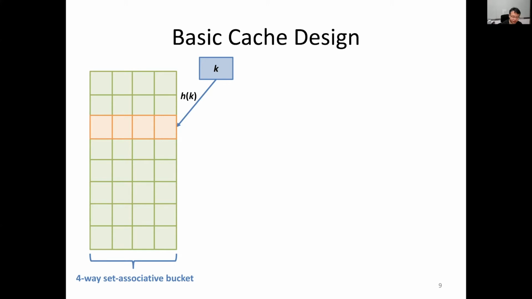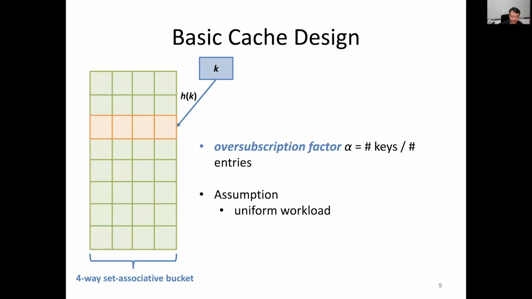So this sounds pretty simple, but what kind of cache hit rate can this simple design give us? To understand this problem, we define the oversubscription factor alpha for a cache as the number of keys divided by the number of values. In other words, it represents how crowded the working set is, how large the working set is compared with the total capacity in the cache. We assume a uniform workload, and we use random eviction as our eviction policy.